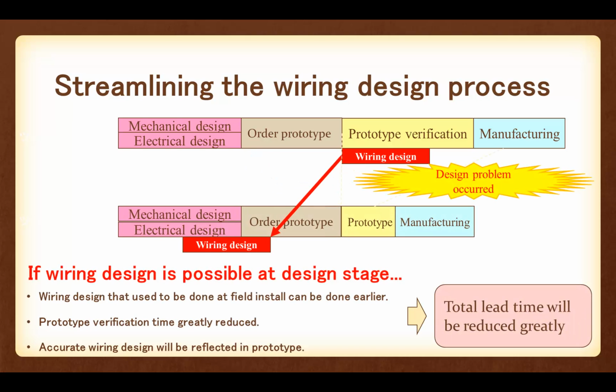With a software package like Enterprise Harness, the wiring design can be brought forward and completed simultaneously with the mechanical and electrical design, safe in the knowledge that any changes can be easily accommodated. By reducing multiple prototyping steps, the product can be released to market more efficiently.